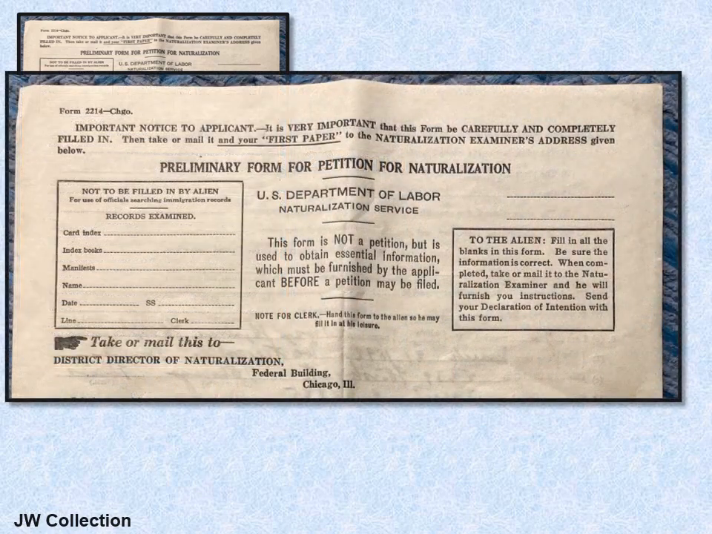And on the top, it says, important notice to applicant. It's very important that this form be carefully and completely filled in. Then take or mail it and your first papers, remember that's the declaration, to the examiner's address. And the examiner's address on this form is in Chicago, Illinois. It's the district director of naturalization.